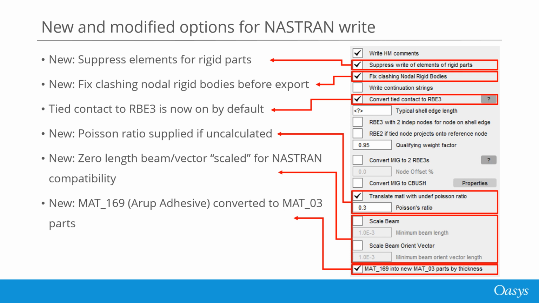We have a lot of new write-out options for the Nastran format in Oasys Primer 21. This includes suppressing elements for rigid paths, fixing clashing of nodal rigid bodies, translating materials with undefined Poisson's ratio, scaling beam and beam orient vectors, translating mat 169 to mat 03 by thickness. We also have a few modifications to existing options, like convert tight contact to RBE3, which is now turned on by default. We will go through these options in detail in upcoming slides.